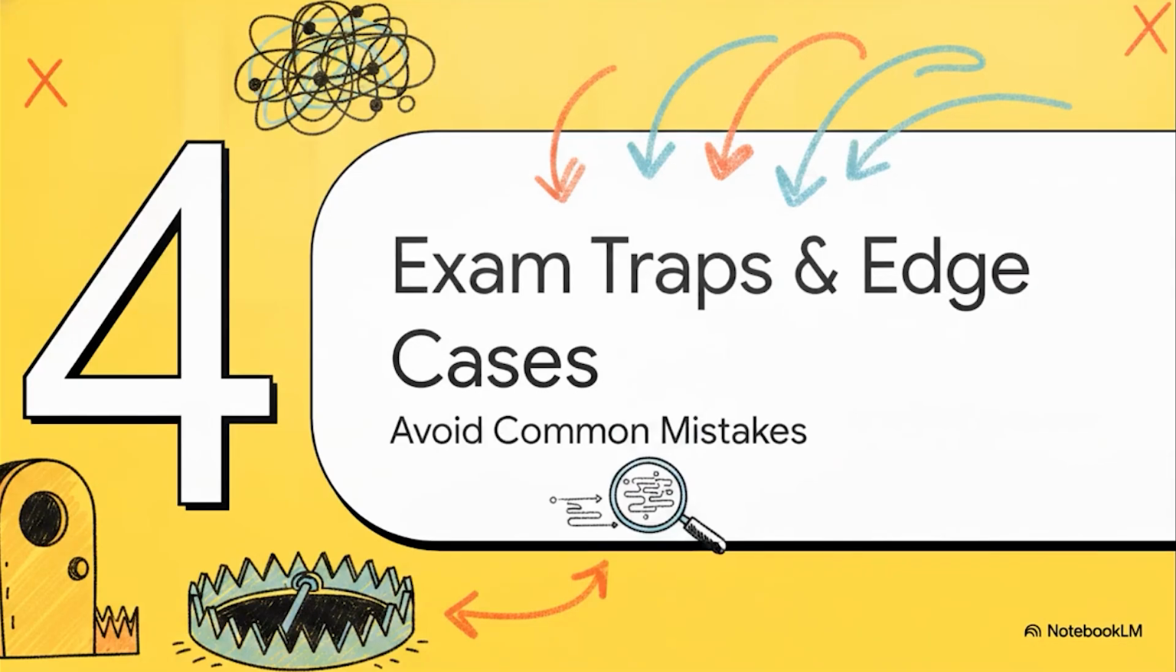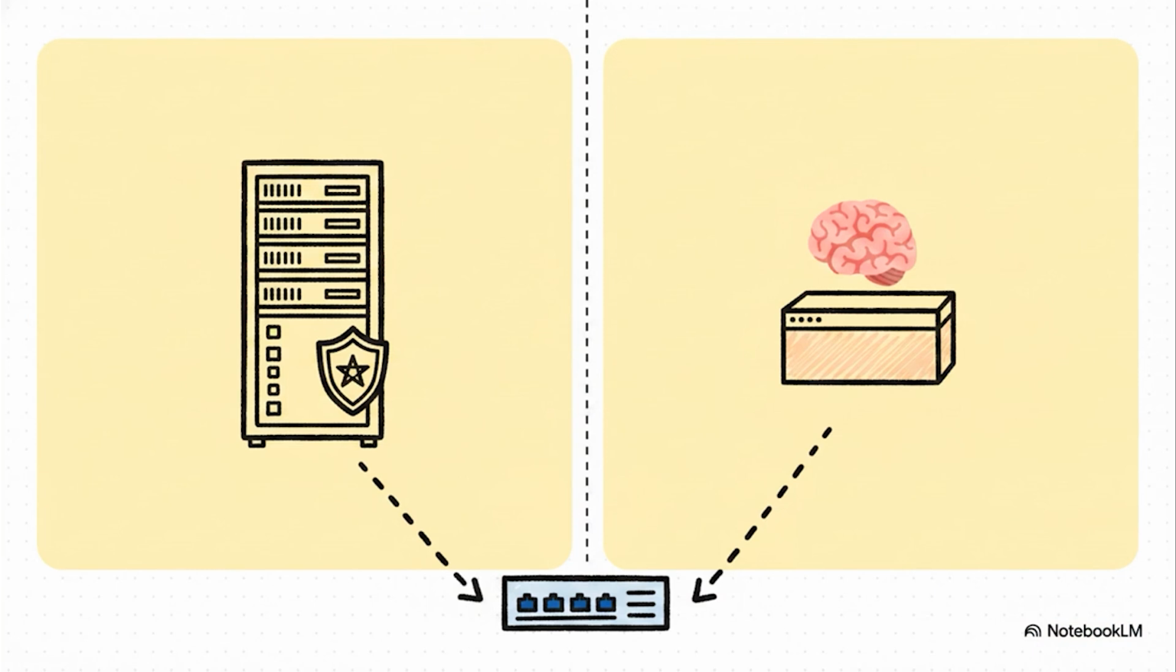Let's pivot to Section 4, Exam Traps and Edge Cases. Okay, listen up, because this is a classic exam trap. They love to test if you know the difference between these two command line toolsets. First, nmcli. That is a Linux networking tool. You run it as root directly on the physical AHV host to change the host's IP, gateway, or VLAN tags.